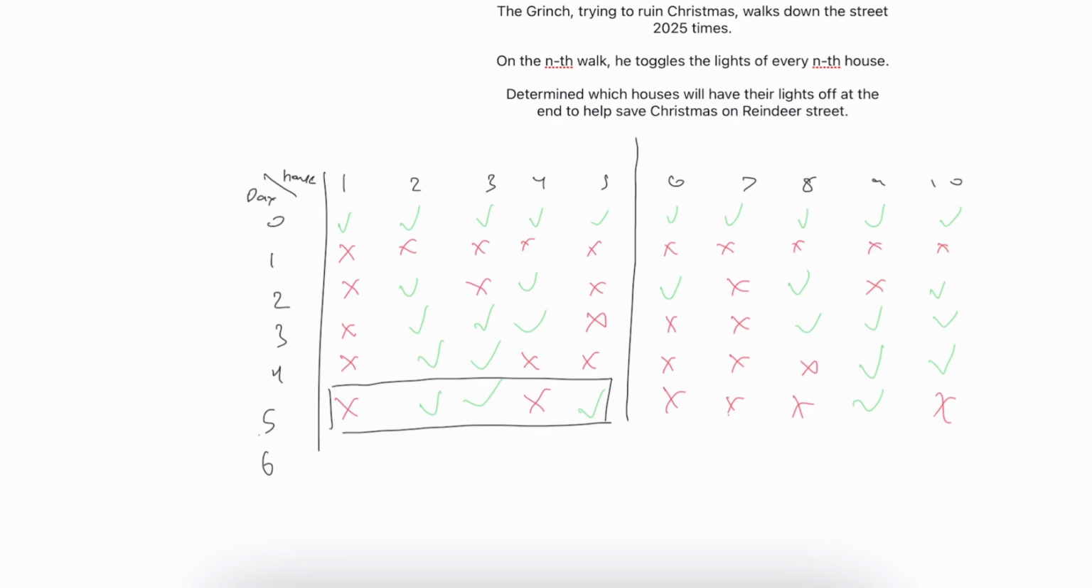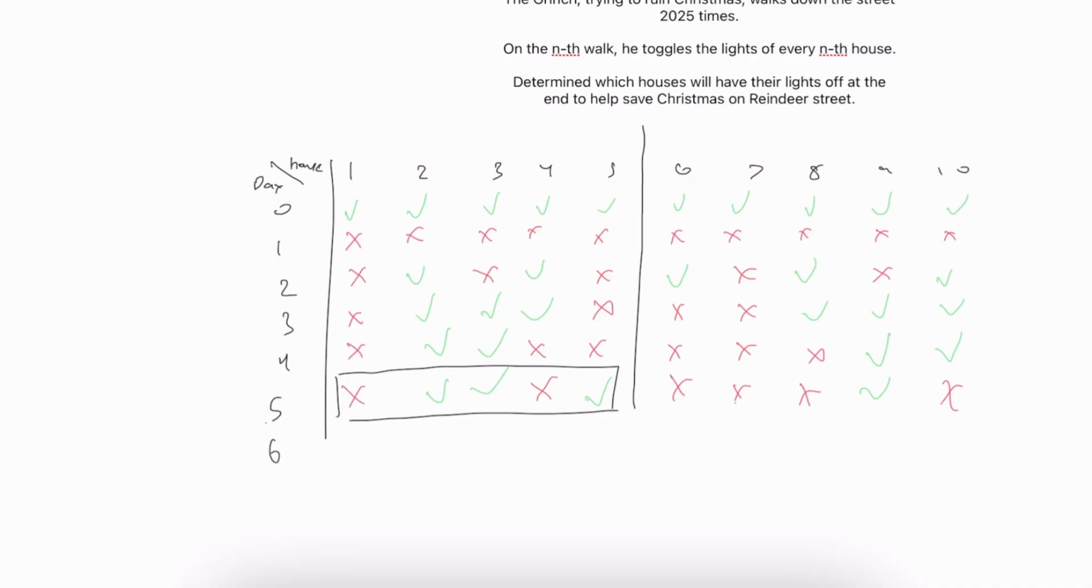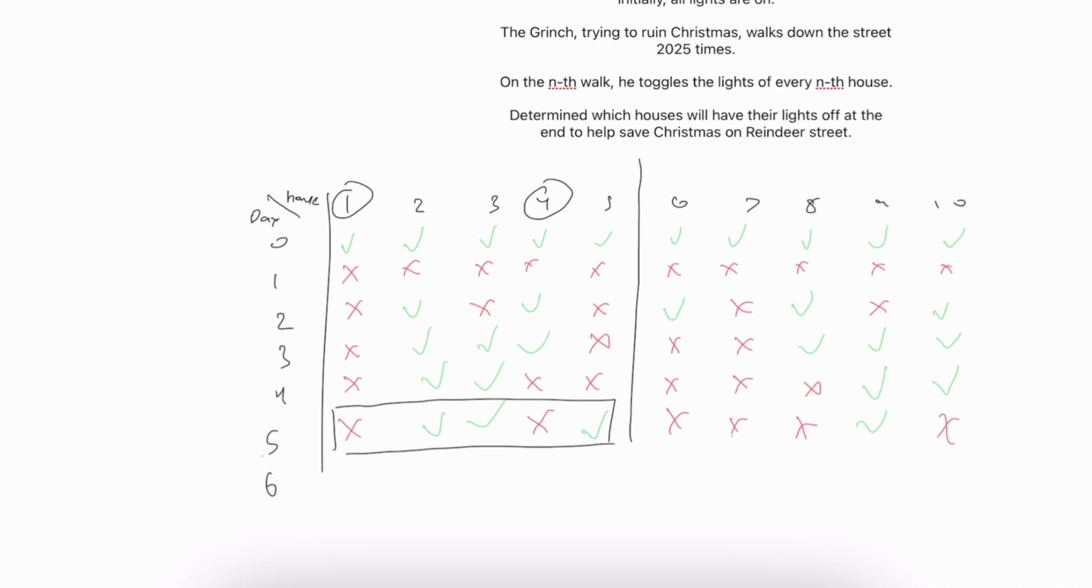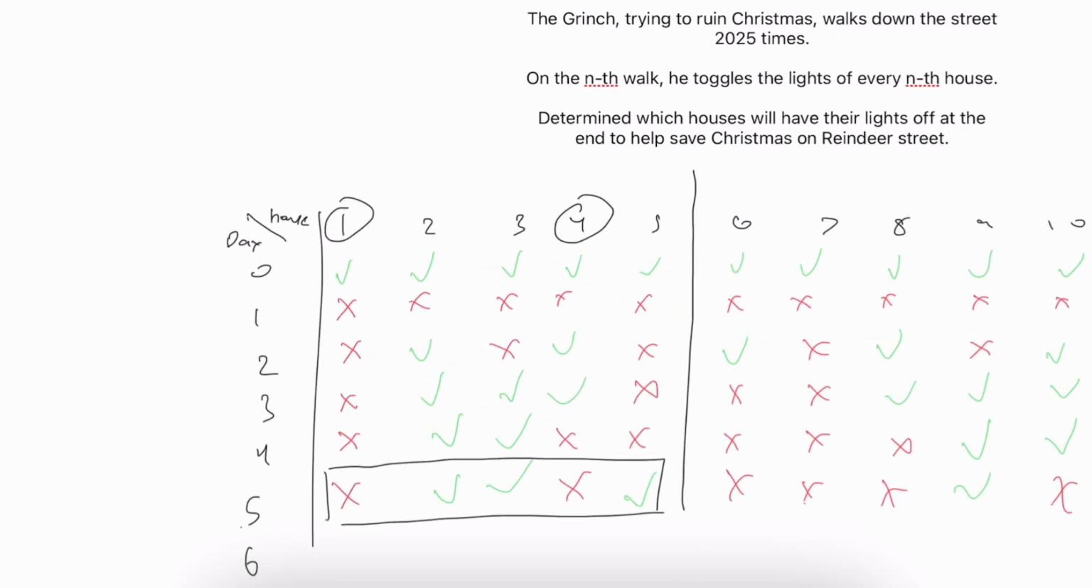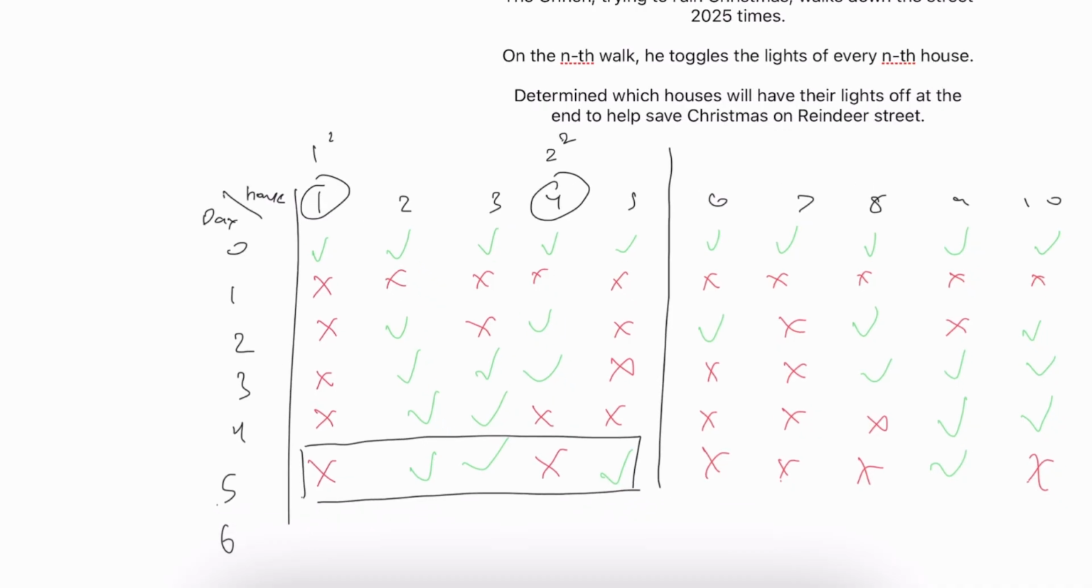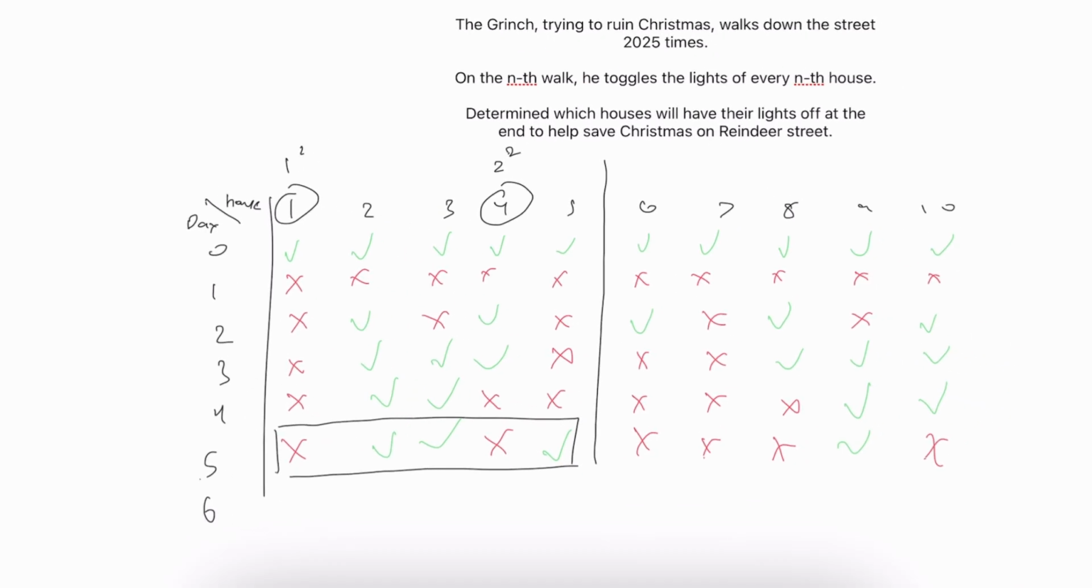So house 1 is off, and house 4 will be off. And even though it's only 2 houses, you might postulate that 1 is 1 squared, 4 is 2 squared. So maybe, after all 2025 walks that the Grinch makes, all of the houses with perfect square numbers will be the houses that are turned off. And then the other houses, the ones that aren't perfect squares, will have their lights still on.